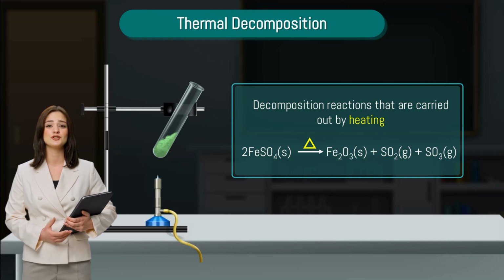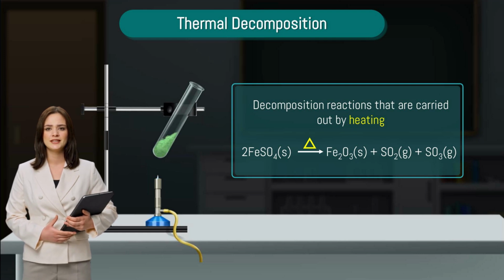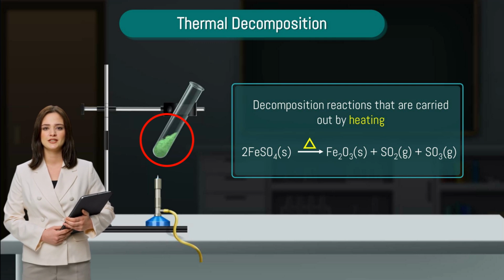A decomposition reaction is a type of chemical reaction where a single compound breaks down into two or more simpler substances. When this breakdown is caused by heat, we call it thermal decomposition. Here, we are heating iron 2 sulfate crystals, which are written as FeSO4. At the start, these crystals are light green in color. When we heat them strongly in a test tube, the compound begins to break apart.